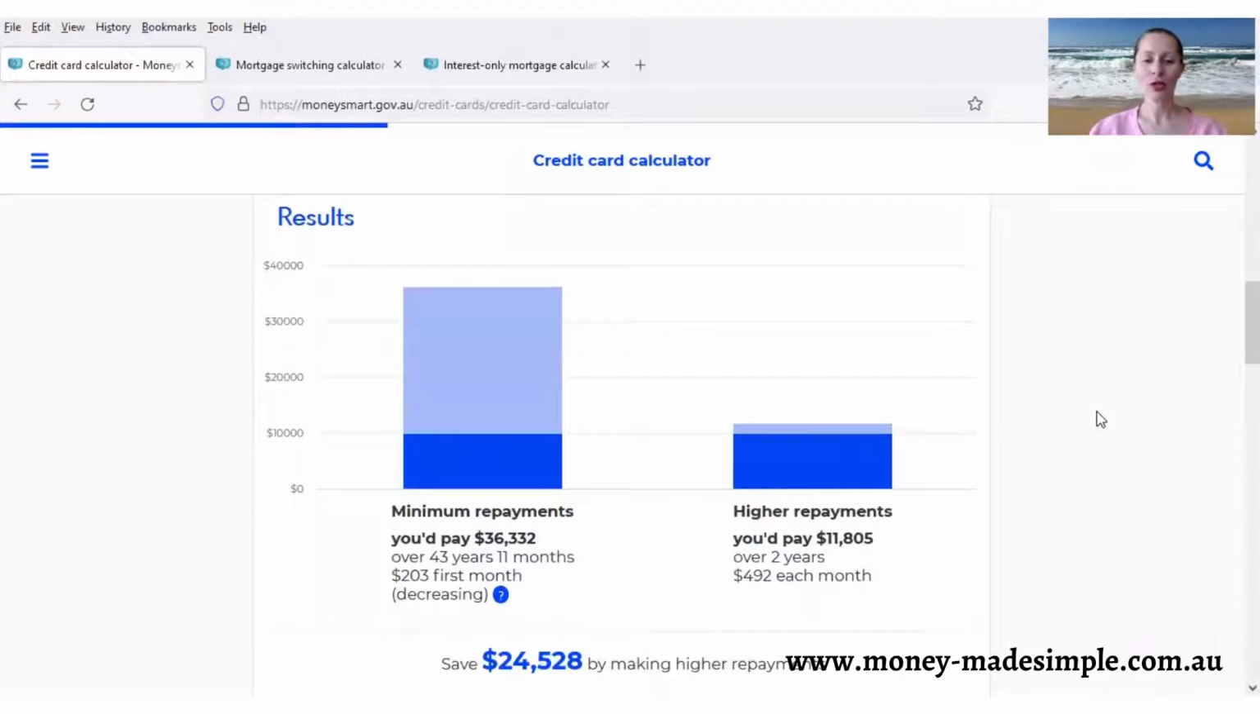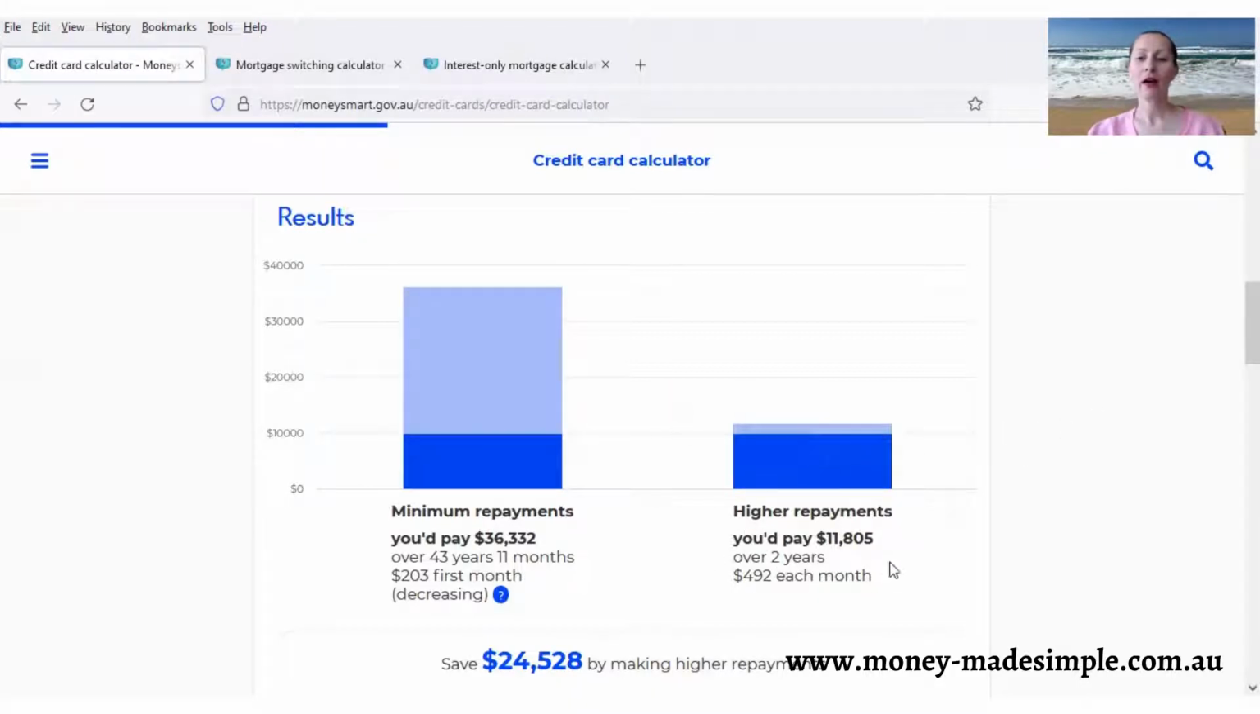So here we have, if you're just paying the minimum repayments each month, it'll take 43 years to pay off. And there'll be a substantial interest component to that. As you can see, it ends up meaning instead of $10,000, you'll pay $36,000. So that's quite a reality check.